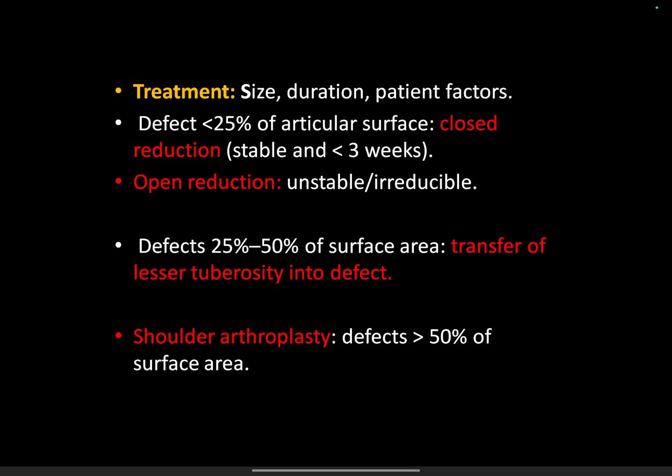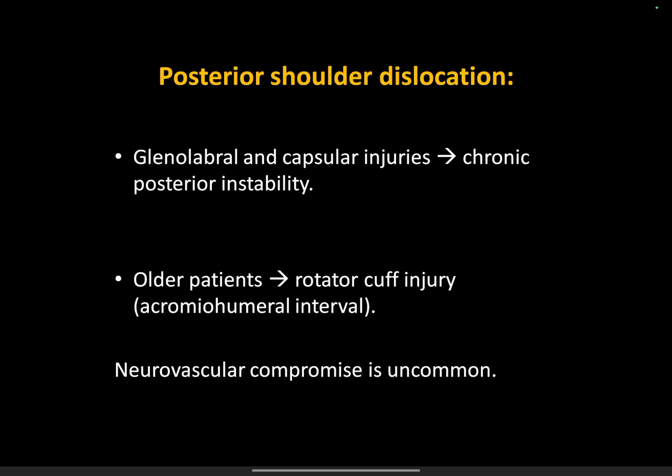Injuries that are involving 25 to 50% of surface area would require a transfer of lesser tuberosity to fill the defect, like we do with the Latarjet with glenoid fracture. This is a similar thing that could be done with the use of lesser tuberosity. And of course, shoulder arthroplasty is reserved for more severe injuries and when we have defects of more than 50%. All right.